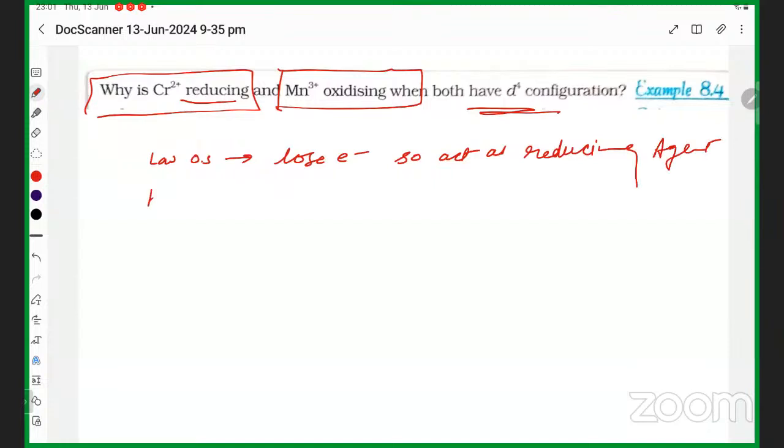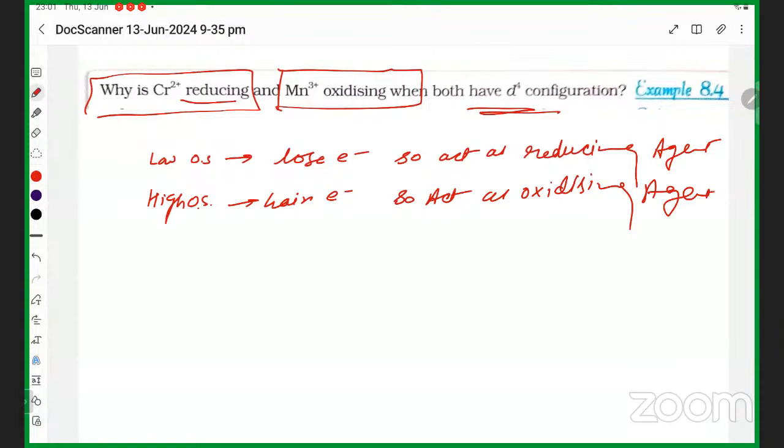Higher oxidation state. They are going to gain electrons. So gaining electrons, they act as what? They oxidize others, so they act as oxidizing agents. Now you have to compare these two.